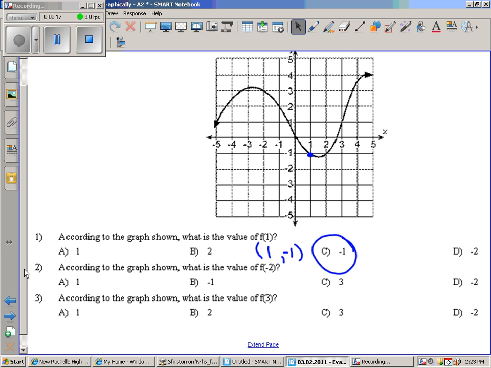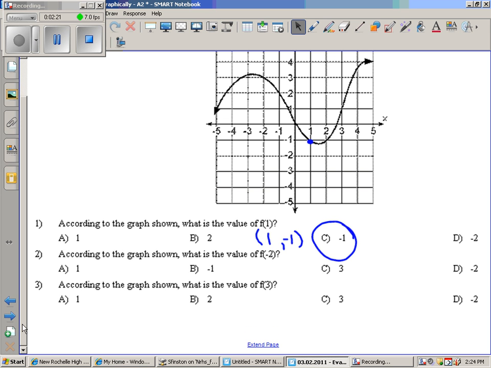All right, you ready? Let's try the second one. Sure, we're going to put up our parenthesis markers. We're going to sub -2 in for the X spot. So what's the answer? C.